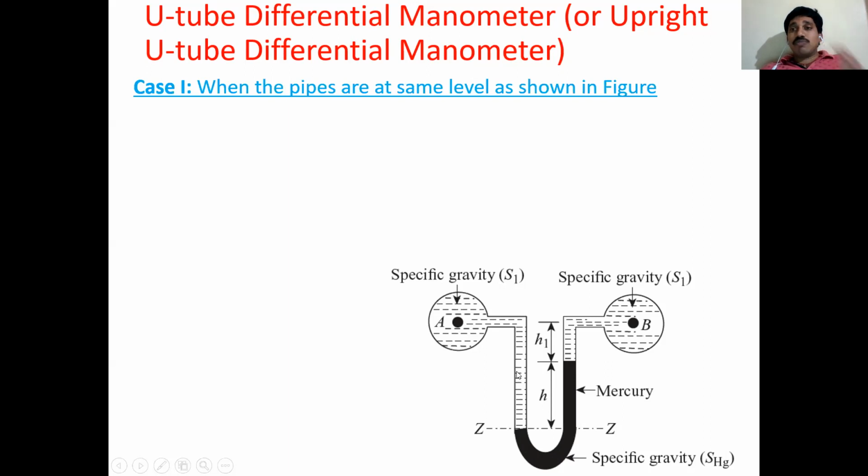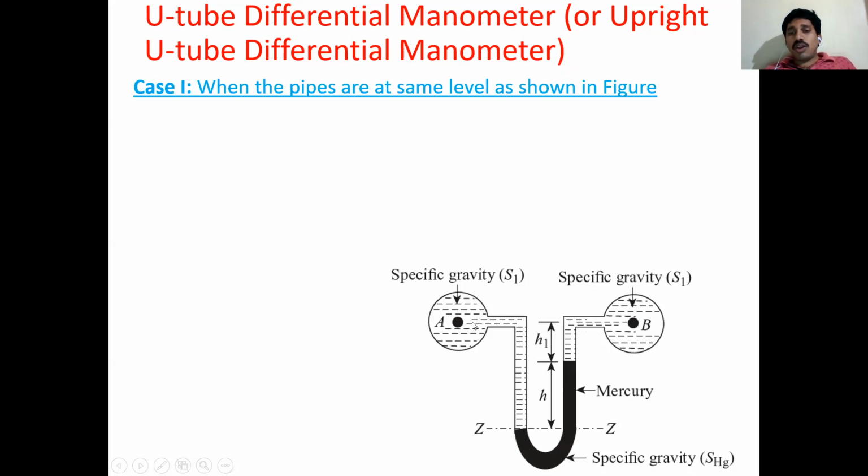From the diagram, you can easily identify on which limb we have high pressure. Observe here. This is pressure point A, connected to the U tube on the left limb. The right limb is connected to the pipeline at section B. So B point is connected to the right limb, and A point is connected to the left limb.